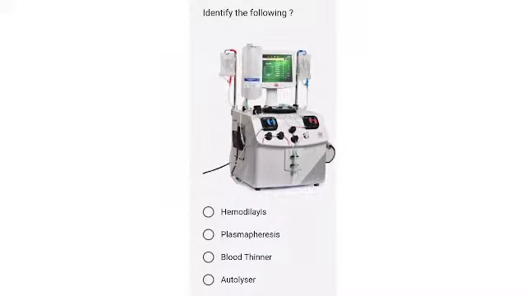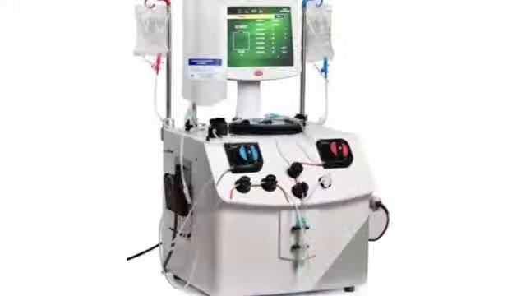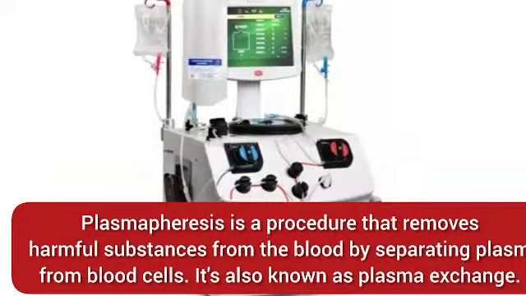Identify the following machine. Option A, hemodialysis. Option B, plasmapheresis. Option C, blood thinner. Option D, autoanalyzer. So what is the picture? Can you look at the picture? Now are you able to understand the question? Yes, what is that?